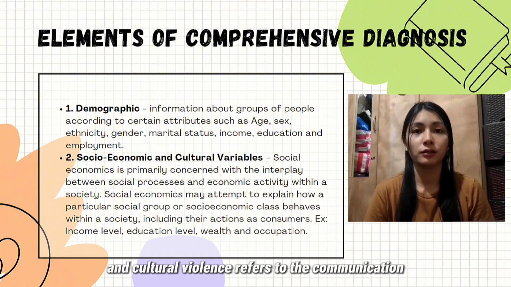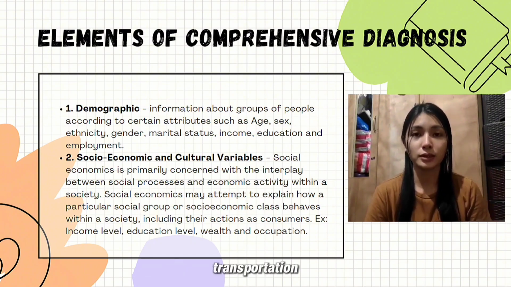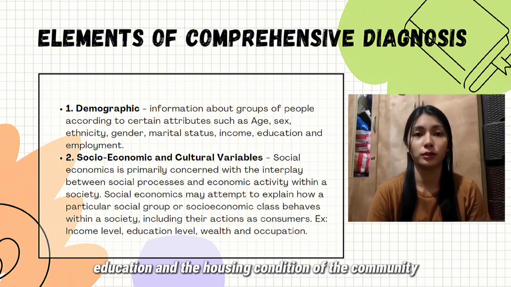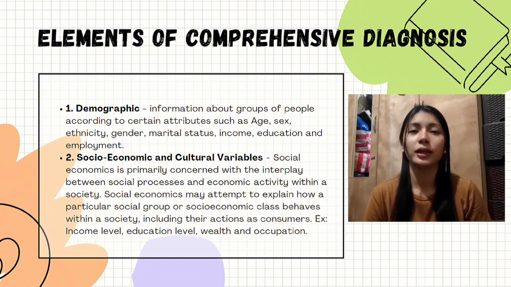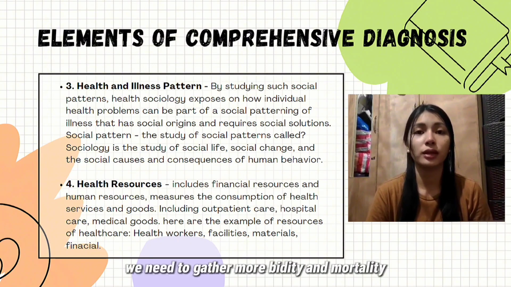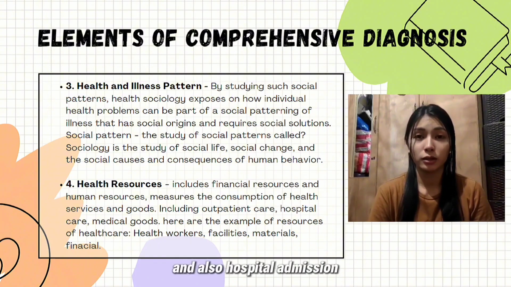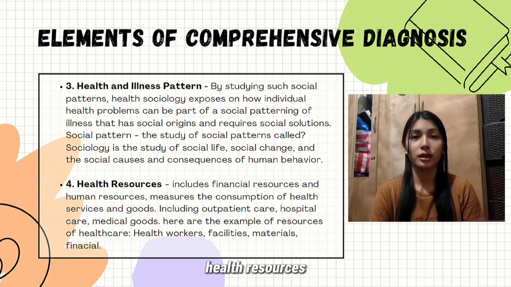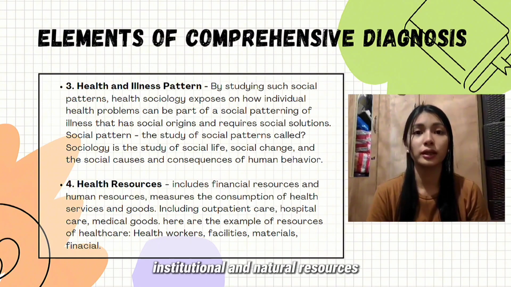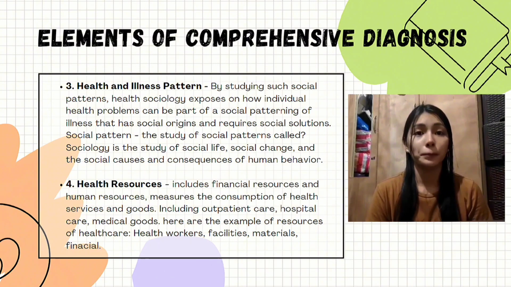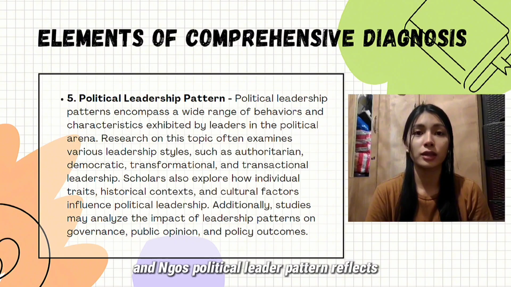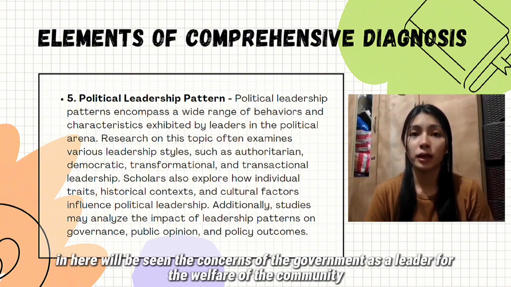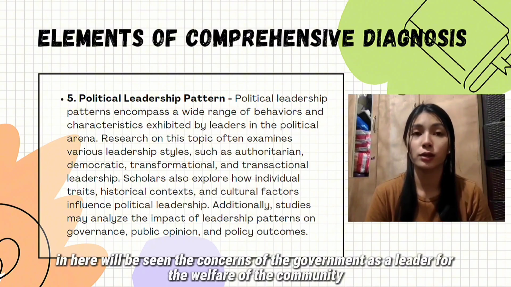Social, economic, and cultural variables refers to the communication, transportation, education, and the housing condition of the community. We also need to consider the poverty level and the rate of unemployed in the community. Health and illness patterns. In this element, we need to gather morbidity and mortality, and also hospital admission. Health resources refers to institutional and natural resources provided not only by the state, but those contributed by the private sector and NGOs. Political leader pattern reflects the action potential of the state and its people to address problems of the community. Titignan po dito kung paano yung concern ng government as a leader for the welfare of the community.